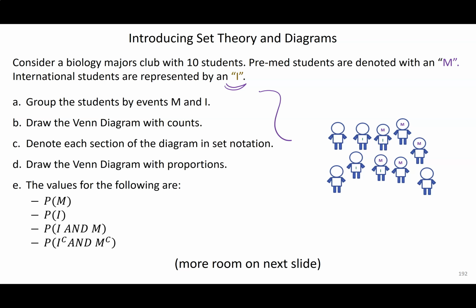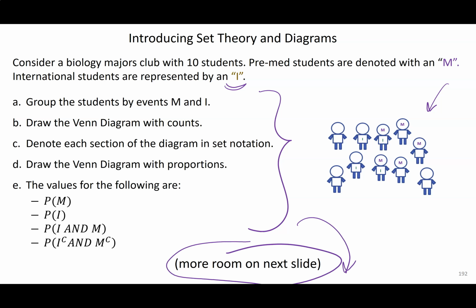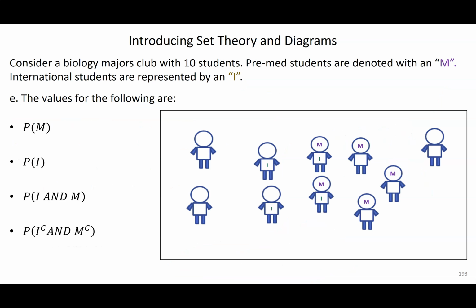And so we have these steps. We're going to group them by events M and I. You might notice that I put the pre-med students next to each other. I also put the international students next to each other. It's going to make things easier. I made a lot more room on the next slide.